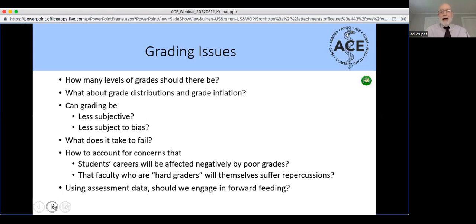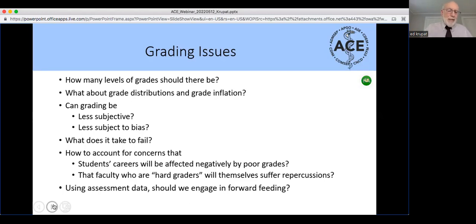And how to deal with our own concerns as faculty that, oh, I wouldn't want to fail that person because then it's going to affect his ability to get a good residency. Or, yeah, I'm the one person who fails a few students every year, but oh God, do I get hell. I get it not only from the students and their lawyers and their parents, but also from the dean. So these are tough questions.